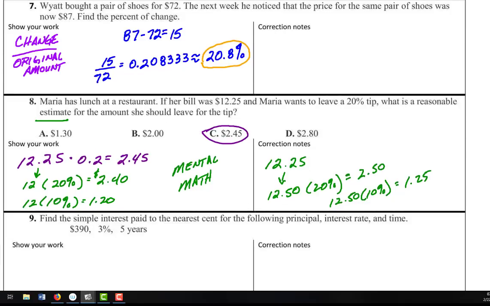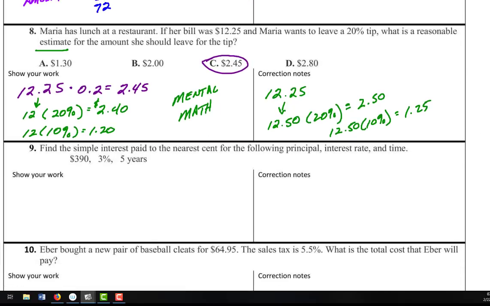All right, let's move down to another here. Number 9, simple interest. So remember, you saw this in the video on simple interest. Anytime you do simple interest, you're doing this. You're doing the principal times the rate times the time.